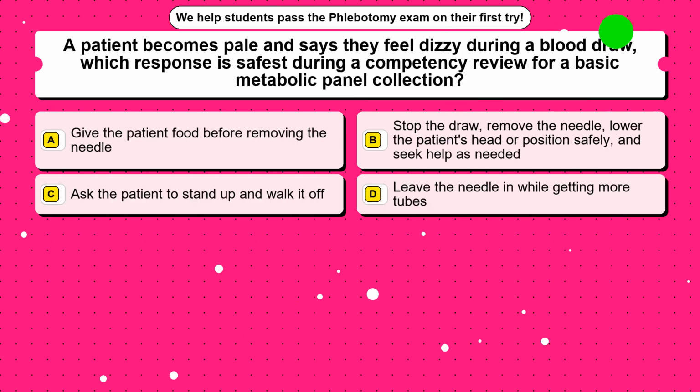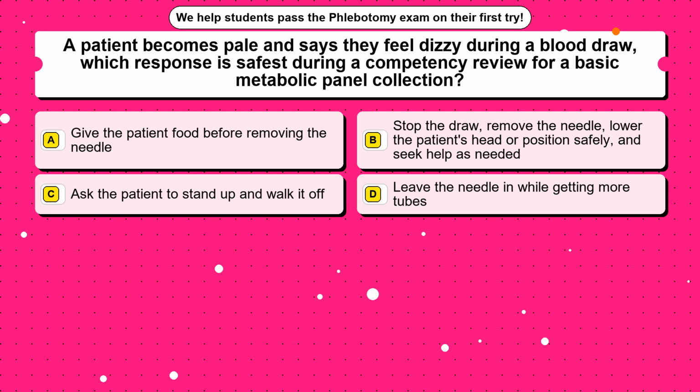Question 8. A patient becomes pale and says they feel dizzy during a blood draw. Which response is safest during a competency review for a basic metabolic panel collection? Option A, give the patient food before removing the needle. Option B, stop the draw, remove the needle, lower the patient's head or position safely, and seek help as needed.